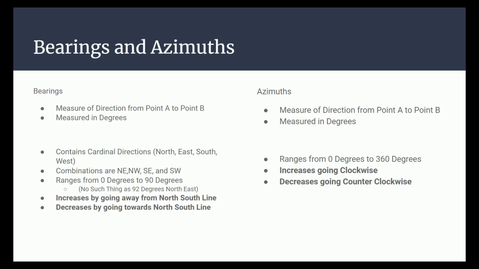As you should know, bearings increase going away from the north-south line and decrease going towards the north-south line, while azimuths increase going clockwise and decrease going counterclockwise.